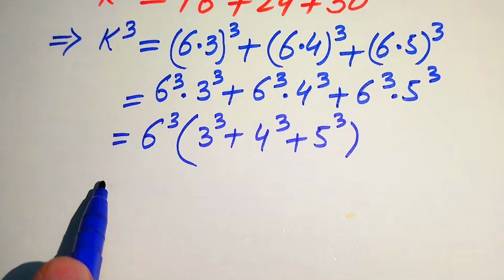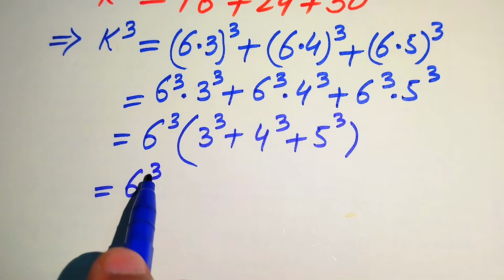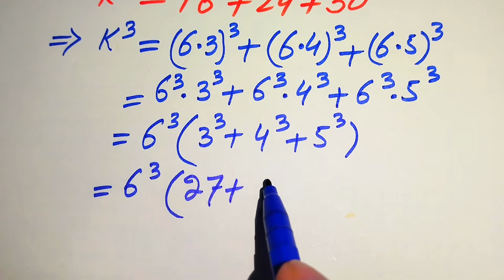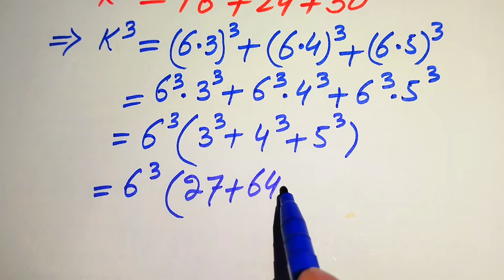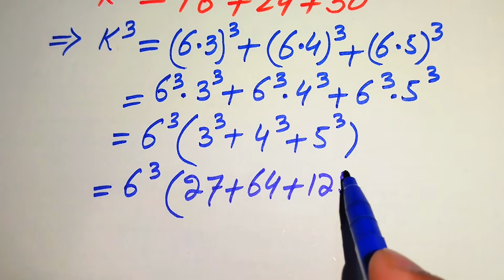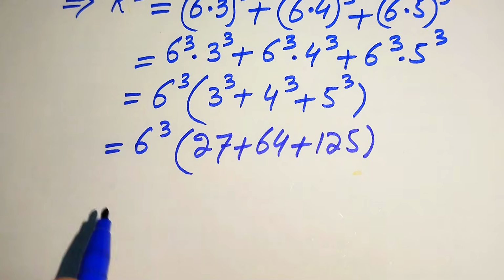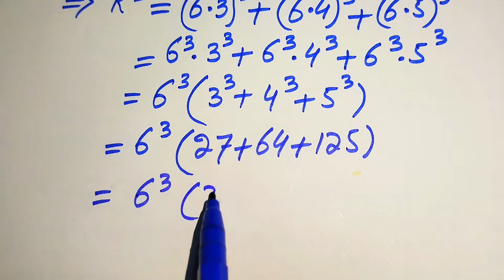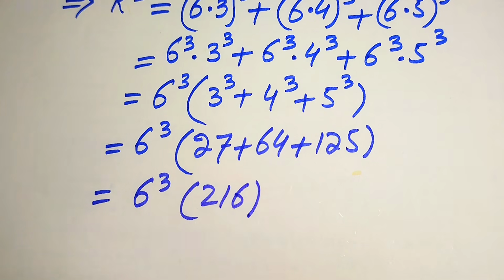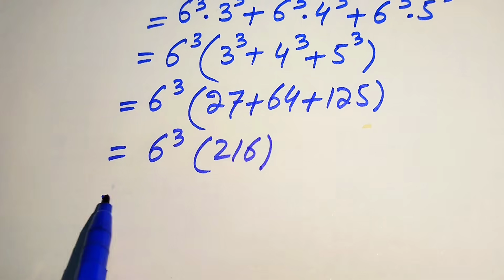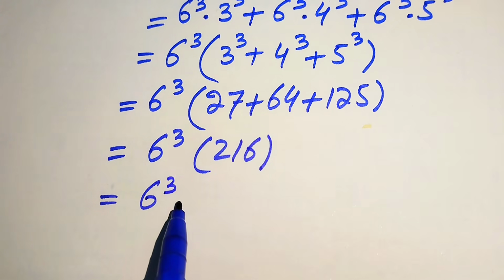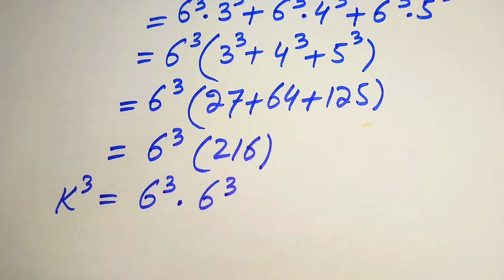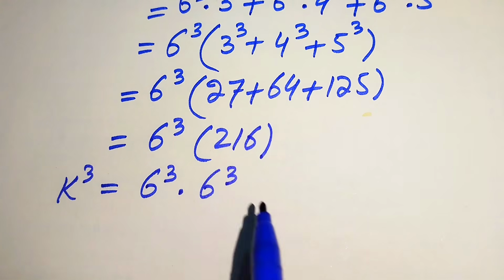In the next step we need more simplification. 3 cubed becomes 27, plus 4 cubed becomes 64, and 5 cubed becomes 125. When we sum up all these three values, we get 216. Now we know that 216 becomes 6 cubed. So on the left hand side we have k cubed is equal to 6 cubed multiplied by 6 cubed.